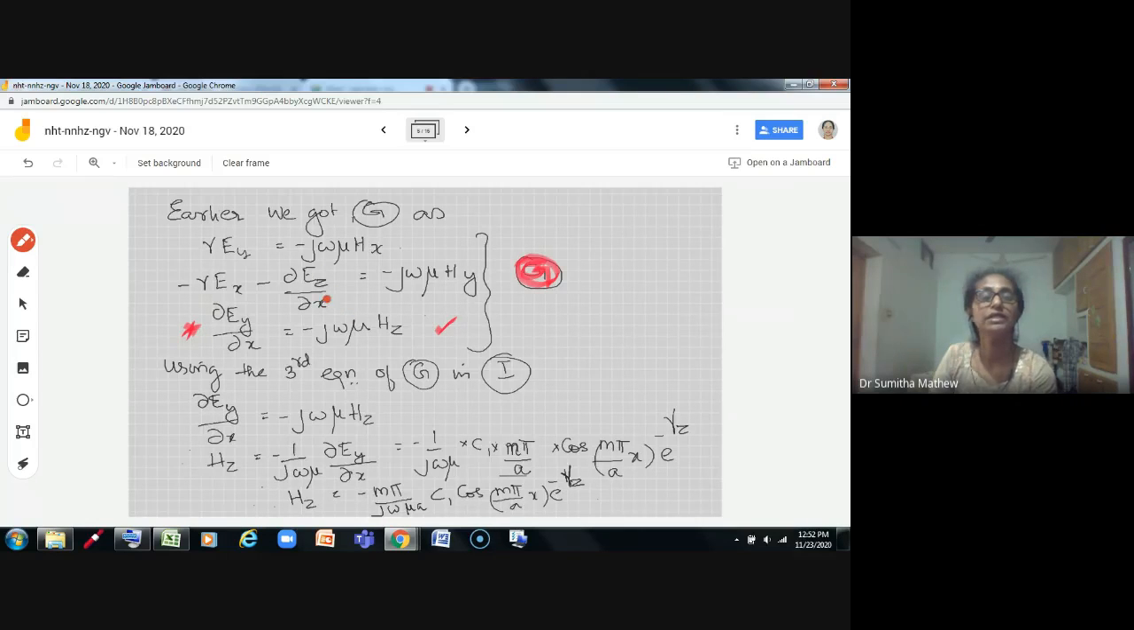In that, Ez is already 0, equal to minus j omega mu hy. Then you have the third equation, dou Ey by dou x equal to minus j omega mu hz.